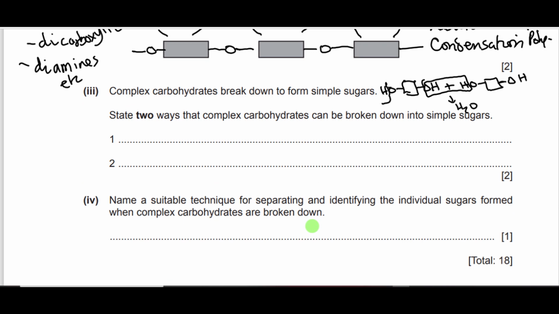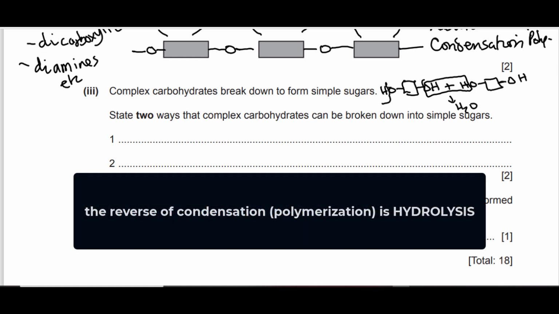Question 3. Question 3 says complex carbohydrates break down to form simple sugars, right? Polymerization is the combination of simple molecules known as monomers to form larger or complex molecules called polymers, right? Now, the reverse is what we are talking about. The breakdown of those complex molecules into simpler or smaller molecules is known as hydrolysis. The opposite of polymerization is hydrolysis, right?